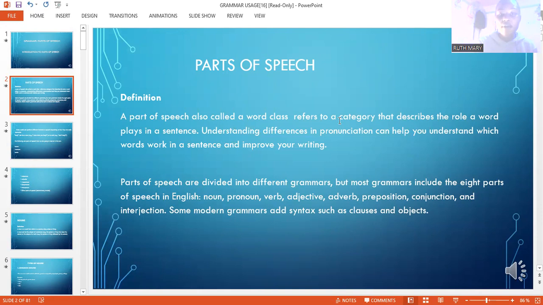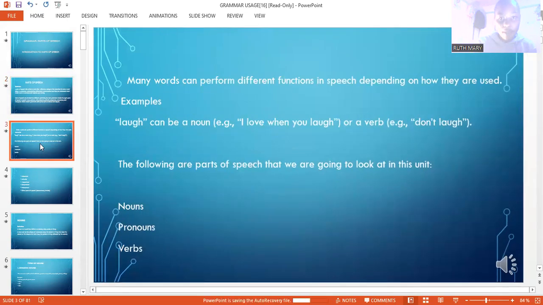And these are noun, pronoun, verb, adjective, adverb, preposition, conjunction, and interjection. Some modern grammars add syntax such as clauses and objects. Many words perform different functions in speech according to how they are used. For example, laugh. Laugh can be a noun, for example, I love when you laugh. Or a verb, for example, don't laugh.